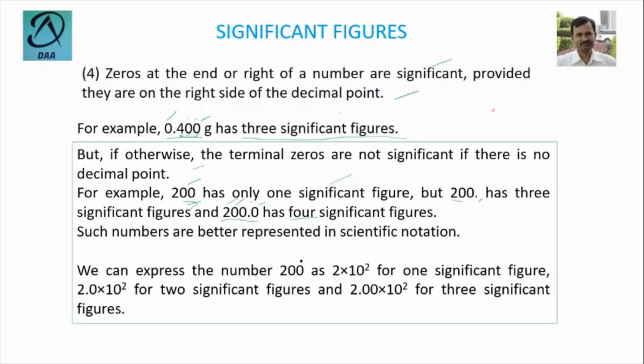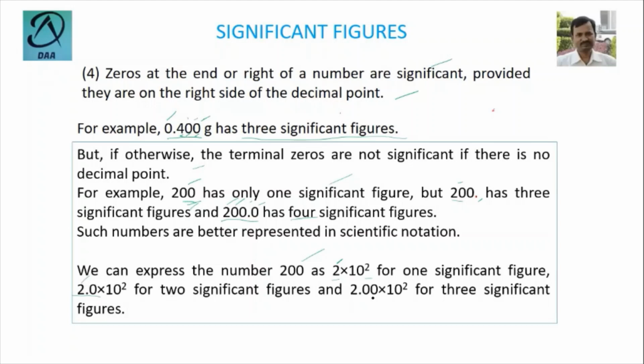We can express the number 200. Why does 200 have only one significant figure? You can see this because 200 can be represented as 2 multiplied by 10 to the power 2. So this 2 will be accountable as one significant figure. And 2.0 multiplied by 10 to the power 2 has 2 significant figures, because in the first case you see 2.0. So the zero after the decimal point on the right side will be accountable, and the 2 non-zero is already accountable. So in this case it has 1, 2, that means 2 significant figures.